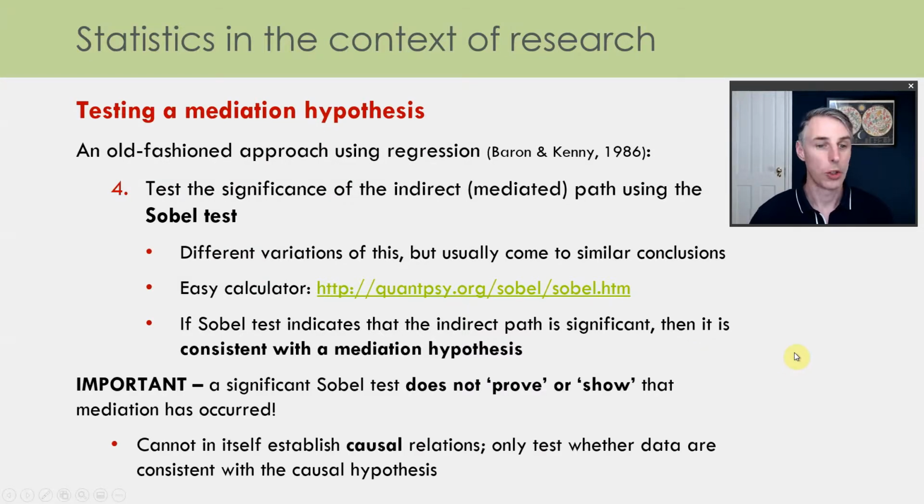Now, just to emphasize once more, a significant Sobel test does not in itself show or prove or demonstrate that mediation has occurred. What it is, is consistent with a particular causal hypothesis, in the sense that it hasn't ruled that hypothesis out. All it is, in technical terms, is a test of whether that indirect association is significantly different from zero. So the Sobel test in itself cannot in any sense establish causal relationships, only whether the data themselves are consistent or inconsistent with the pattern that you would expect if there had been mediation.